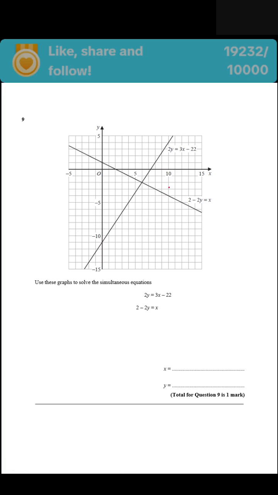Well done to you guys. You just find the point where the 2 lines cross. So what is the coordinate there? Well, the coordinate would be 6, -2. A coordinate is always written as x first, y second. It's alphabetical. So x goes first, y goes second. So x is worth 6, y is worth -2.